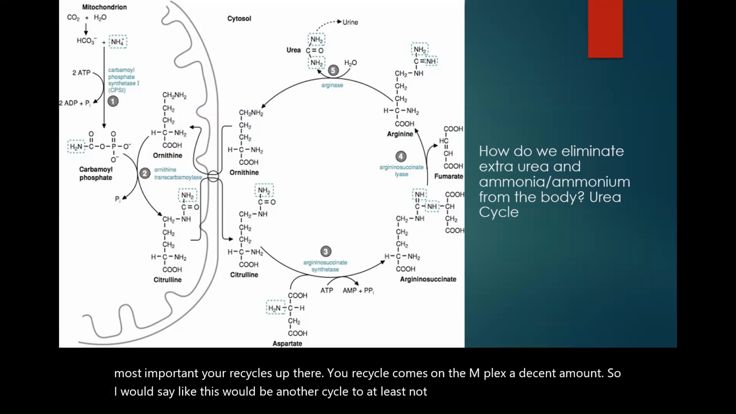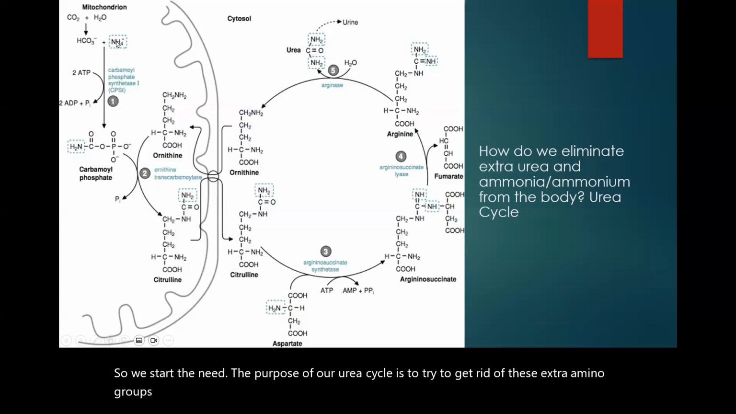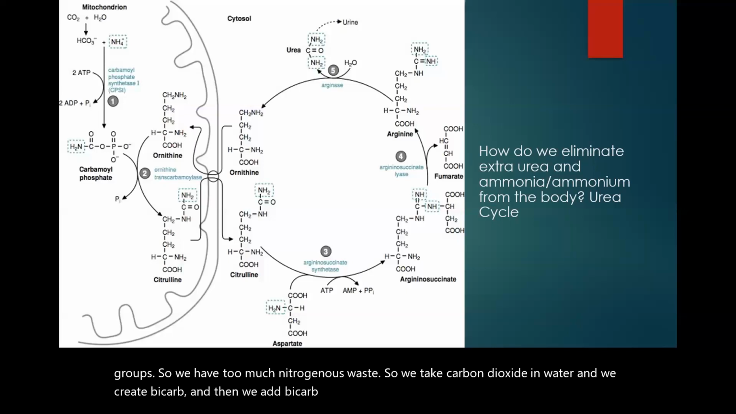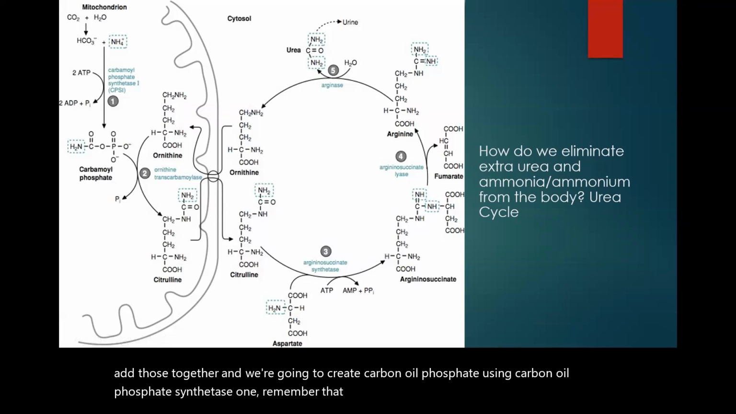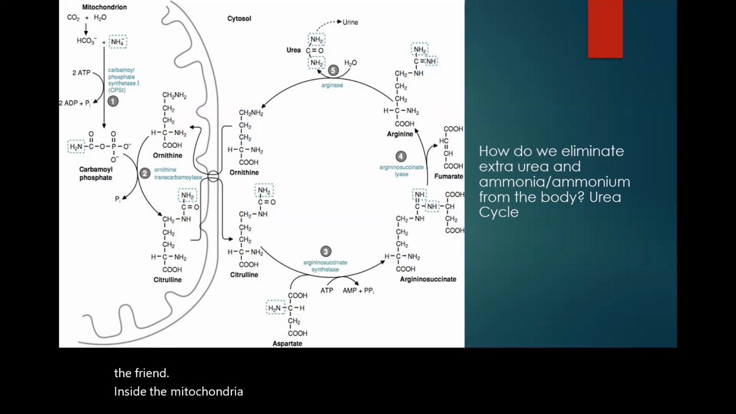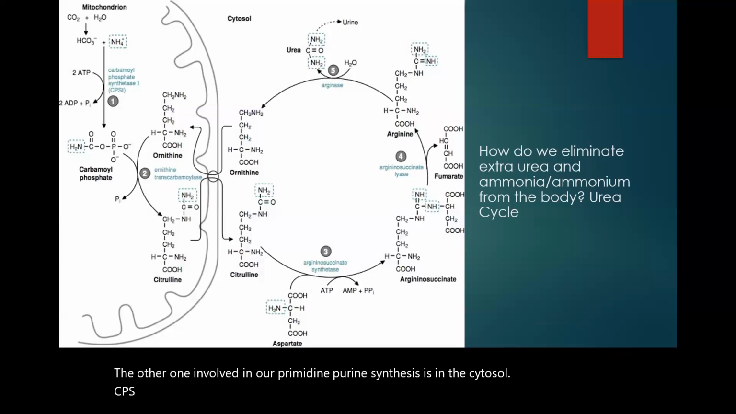So we start with the need. The purpose of our urea cycle is to try to get rid of these extra amino groups. So we have too much nitrogenous waste. We take carbon dioxide and water and we create bicarb, and then we add bicarb with an ammonium group, an NH4+ group. We add those together and we're going to create carbamoyl phosphate using carbamoyl phosphate synthetase 1. Remember that CPS molecule I showed you earlier? Well, this is the friend inside the mitochondria that's involved in the urea cycle. The other one involved in our pyrimidine and purine synthesis is in the cytosol, CPS2. This is the one in the urea cycle.